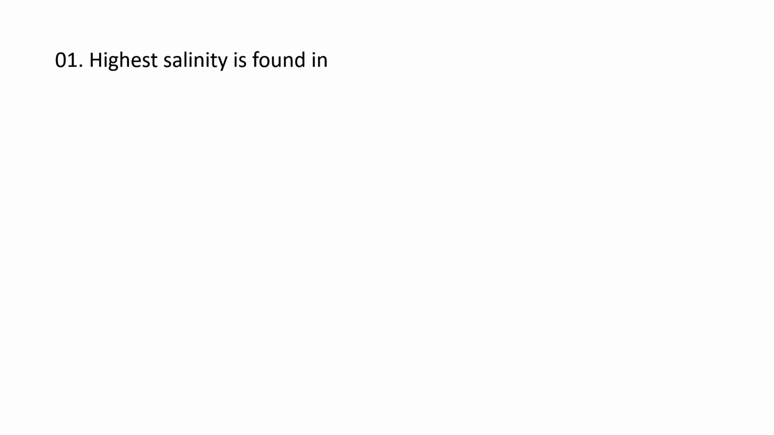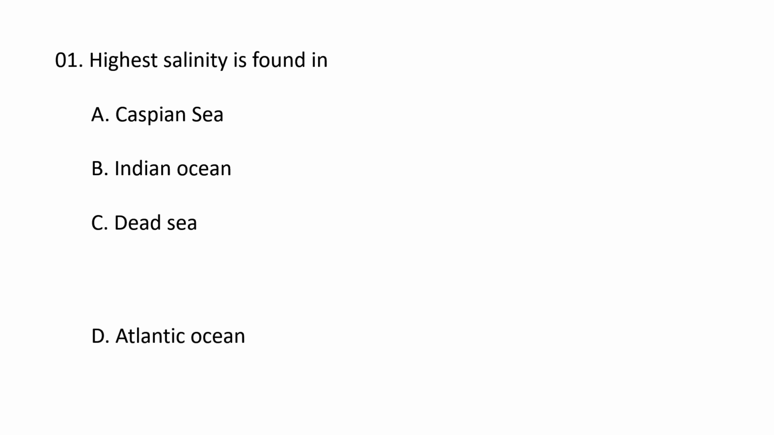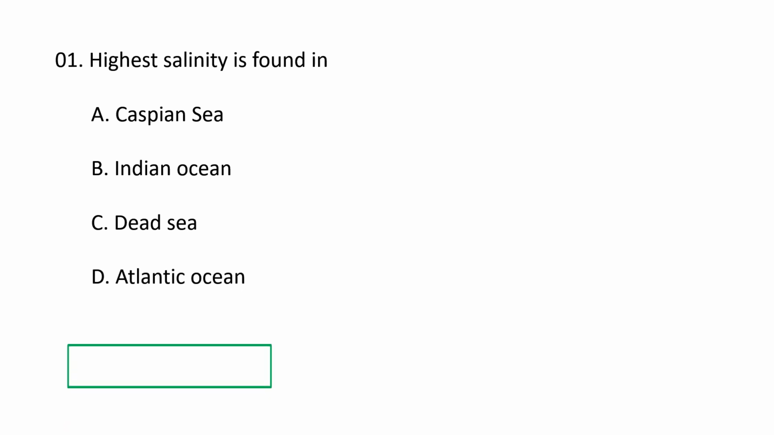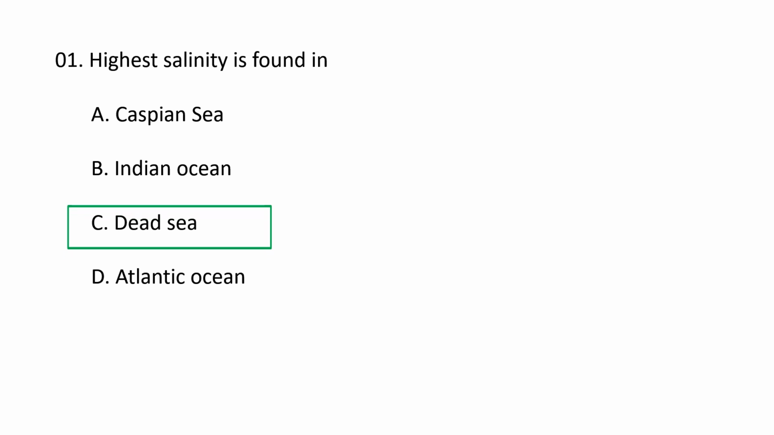Highest salinity is found in, the choices are A. Caspian Sea, B. Indian Ocean, C. Dead Sea, and D. Atlantic Ocean. So highest salinity is found in Dead Sea. Dead Sea is one of the world's saltiest bodies of water with a salinity of 34.2%, and it makes about 9.6 times saltier than the ocean and denser than the human bodies, allowing people to float easily.